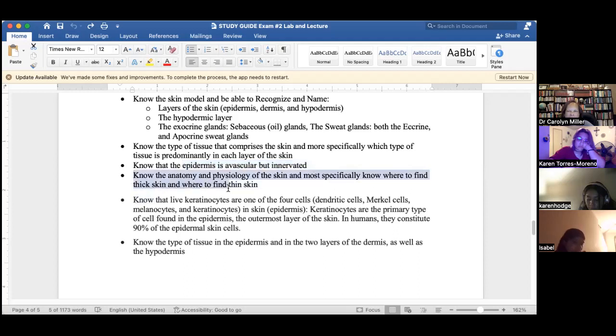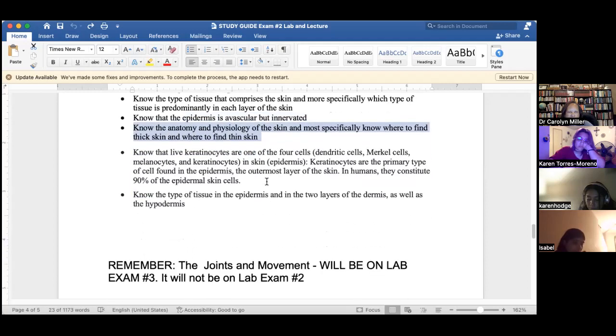Know the anatomy and physiology of the skin, and most specifically where to find thick and thin skin. Another repetition from the lecture review. On this one, I'm giving you as much as I can without giving you the question. We have 5 layers in the epidermis. It is the corneum, lucidum, granulosum, spinosum, basale. And then we said we've got the dermis, which has the blood vessels.